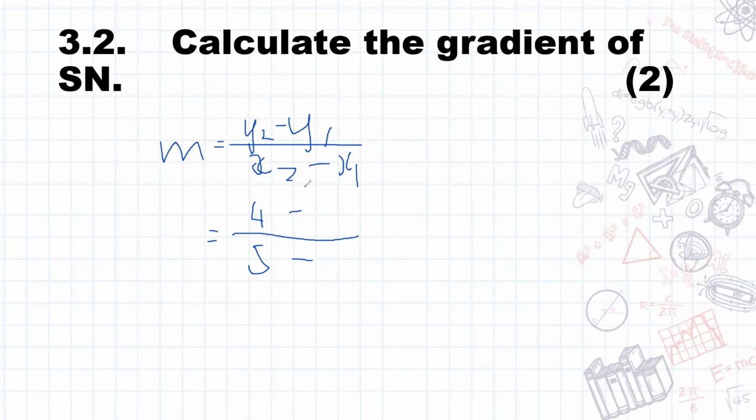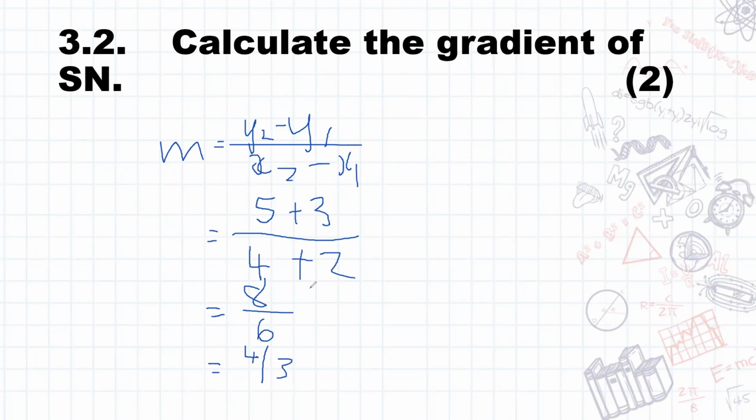sorry, I've written them in the wrong place here. See, it's very important to pay attention here. So your S, your X is 4, which is at the bottom, and your Y is 5. And then for N, your Y is -3, so it'll become +3. And for N, your X is -2, so it'll become +2. There we go. So that gives us 5 plus 3 is 8, and 4 plus 2 is 6. And if we simplify that, we get 4 over 3. We simplify simply by dividing the top and the bottom by 2. All right, so that's that.